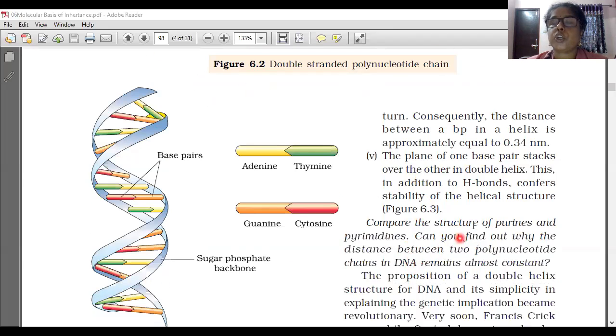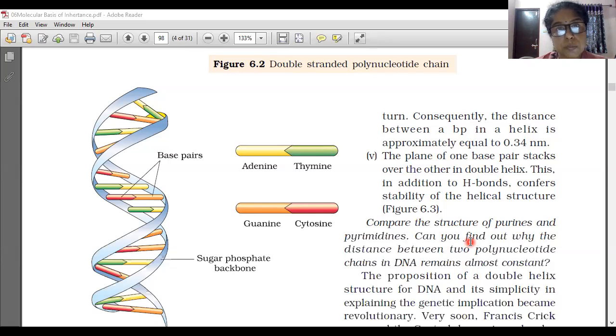Now compare the structure of purines and pyrimidines. Purines and pyrimidines are nitrogenous bases. Can you find out why the distance between two polynucleotide chains in DNA remains almost constant? Because one purine is always bonded to a pyrimidine only. Pyrimidine is always bonded to purine only. Pyrimidine is bonded to purine on the other side and purine is bonded to pyrimidine on the other side.